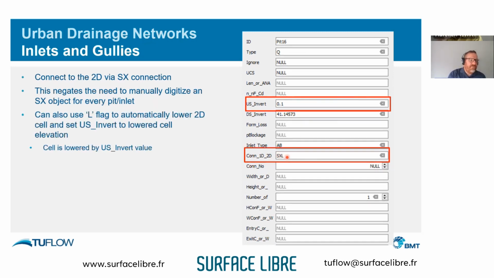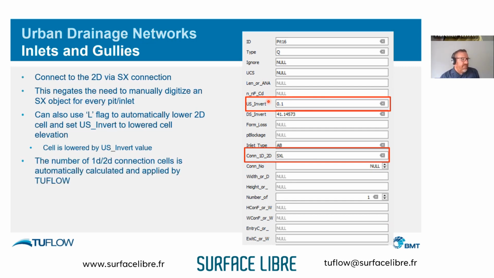We can use the flag L and set it to SXL, and what that does is allow us to lower the 2D cell elevation by whatever value we put in the upstream invert. It just gives us a little bit of a sag to make sure we're collecting flow from the surface. And then the number of 1D, 2D connection cells is automatically calculated by Tuflow based on the size of the pit and some other parameters that can be changed.